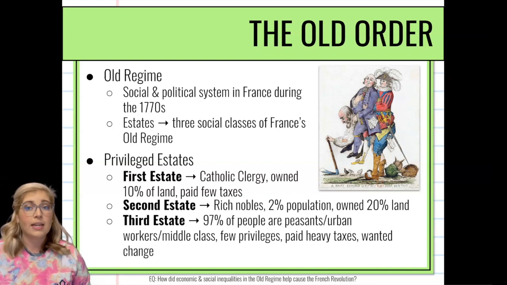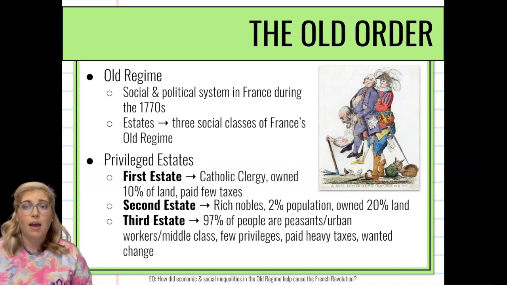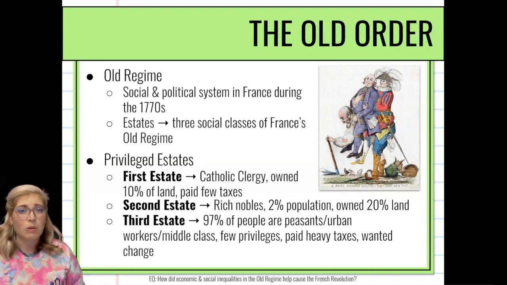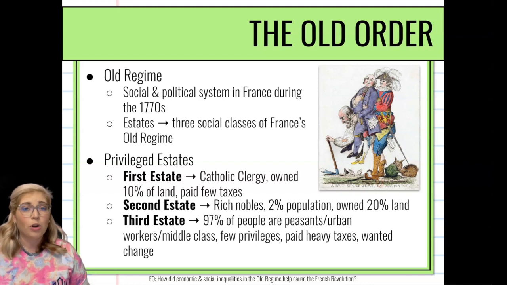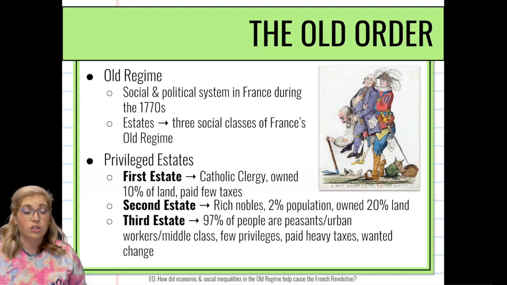The third estate is going to be the largest estate. It's going to be about 97% of the population, and those people are going to be either peasants, urban workers, middle class, so just kind of your common person. They have very few privileges, they don't have a say, and they're going to pay the bulk of the taxes, and they are the ones that want change. They are the ones that are calling for this revolution.